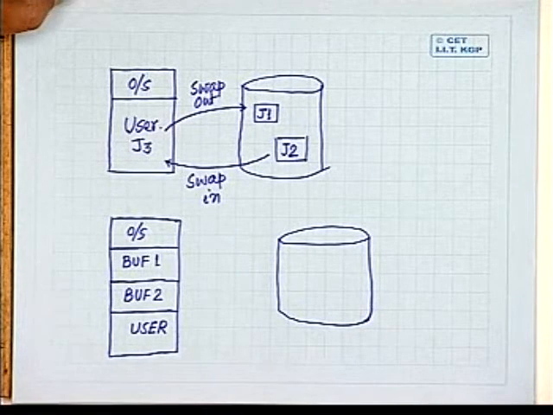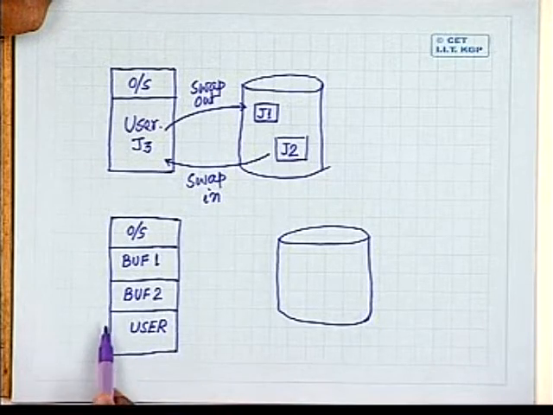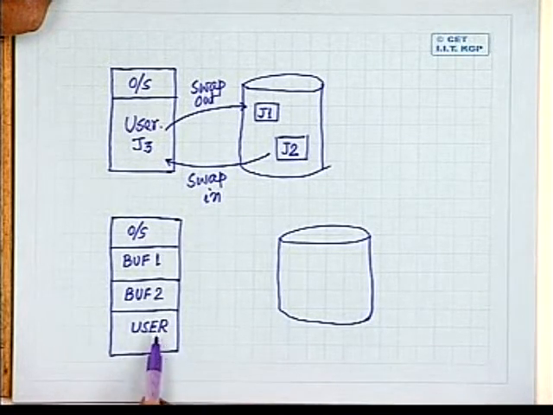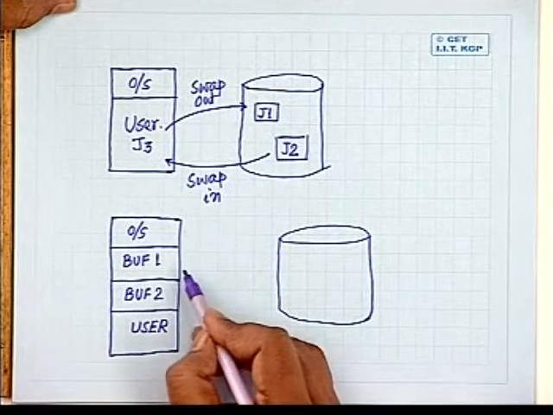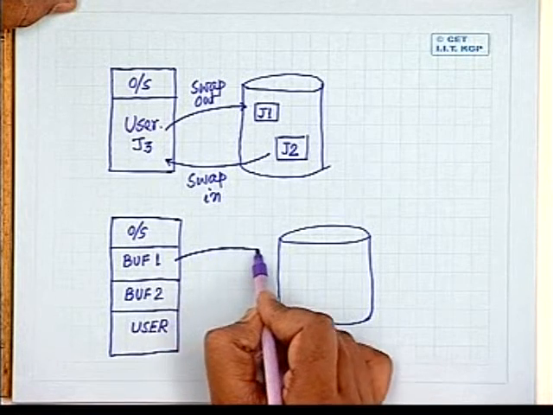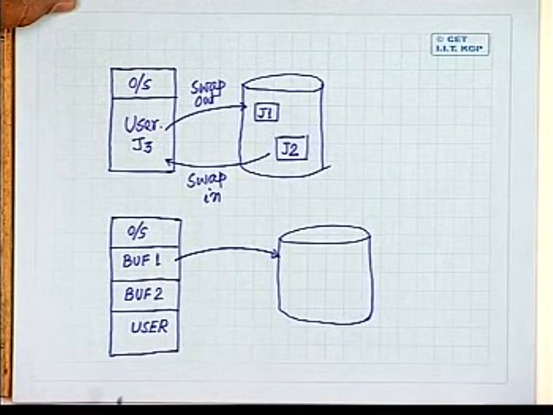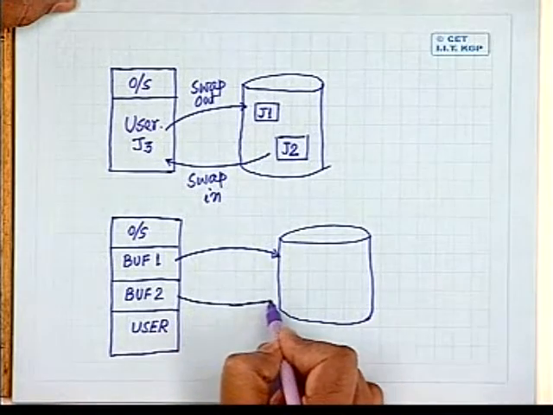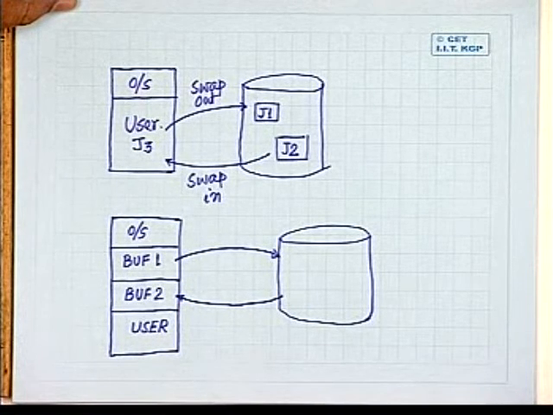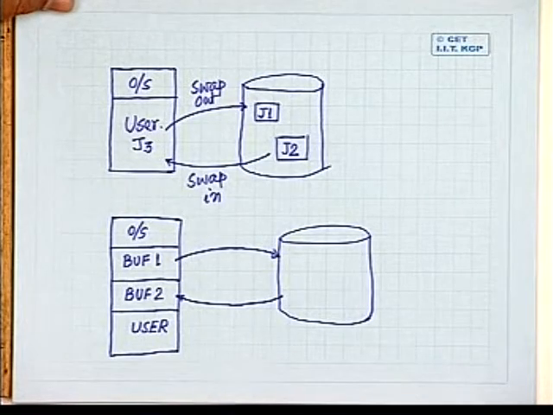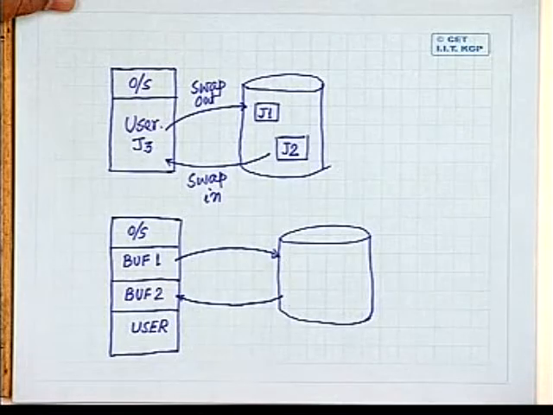Now with this more number of partitions, what can be done is the user program or the active program which is in this 4th partition can be executed by the CPU. At the same time, the previous program can be swapped out from buffer area 1, and the next program to be executed can be swapped into buffer area 2. So this is the kind of configuration that I can have.